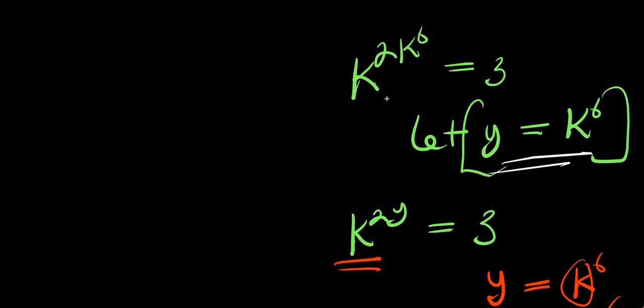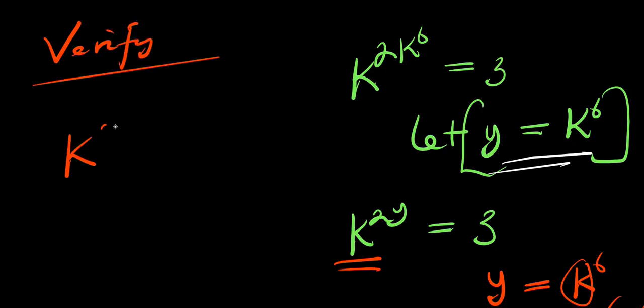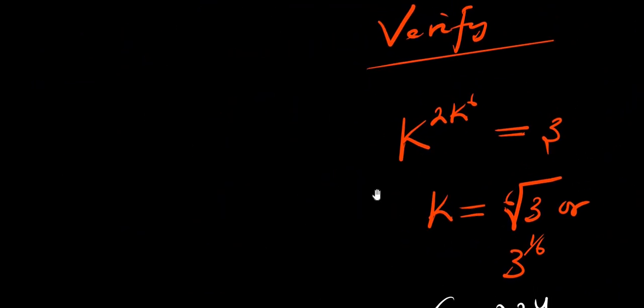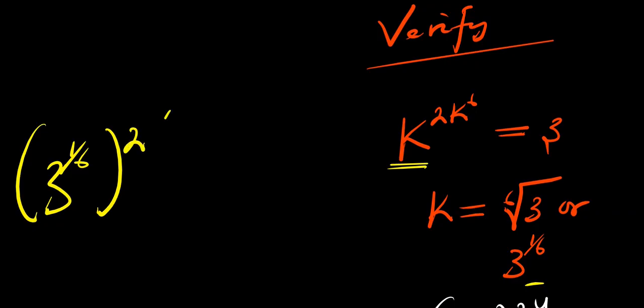Now the next thing you are going to do is to verify and check. k power 2 times k power 6 equals 3. And our k is the 6th root of 3, or 3 power 1 over 6. So we are going to use this to check. Instead of writing k, we replace it with 3 power 1 over 6. We have 3 power 1 over 6 raised to the power of 2 times 3 power 1 over 6 raised to the power of 6 equals 3.